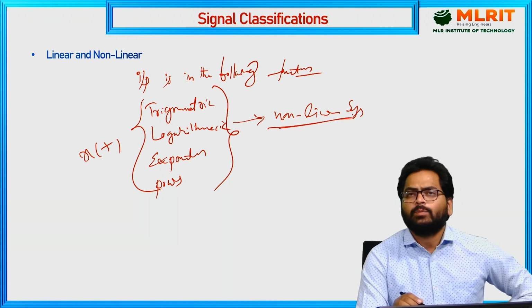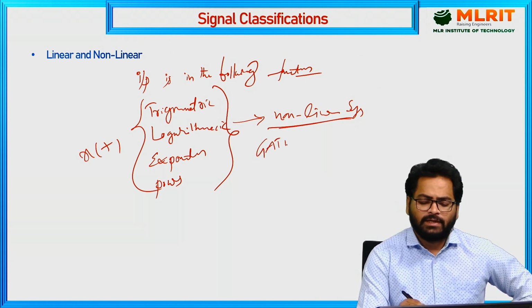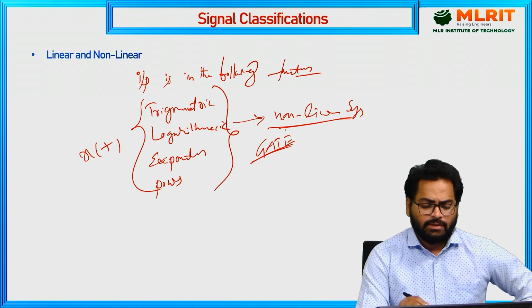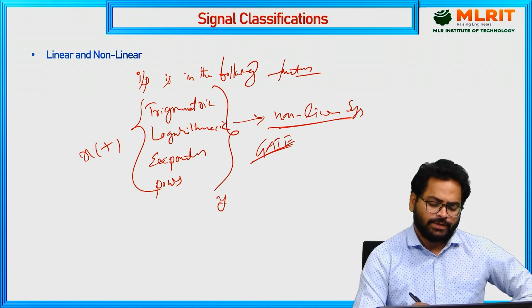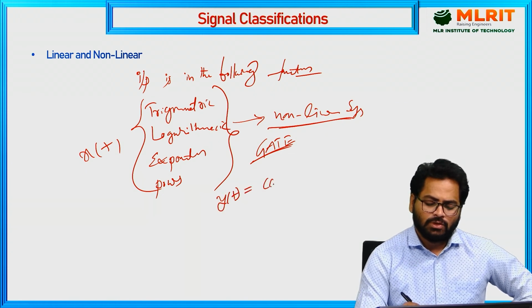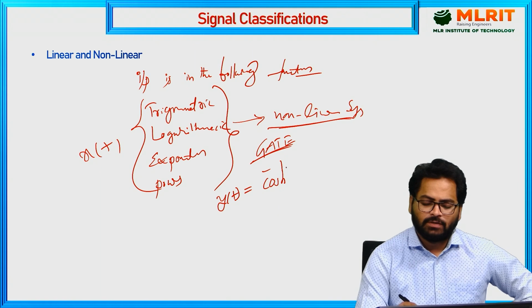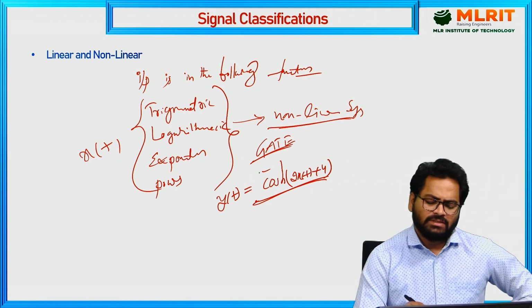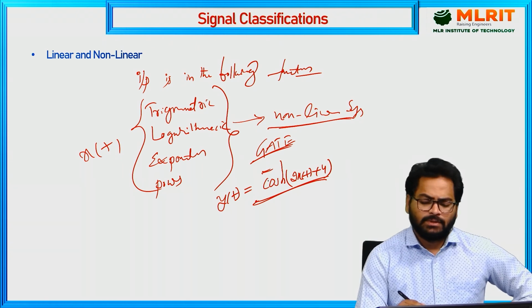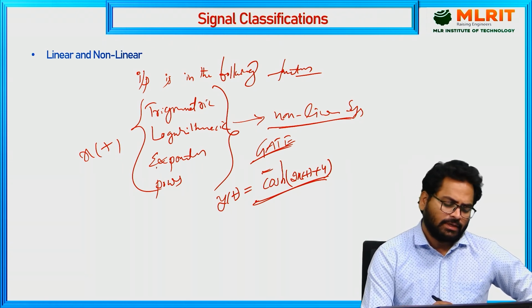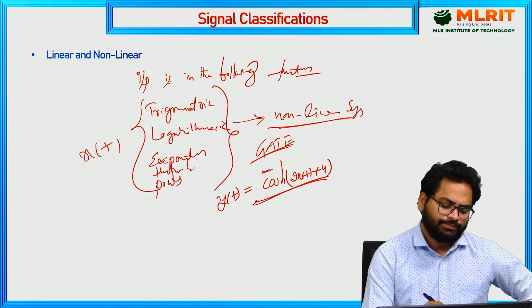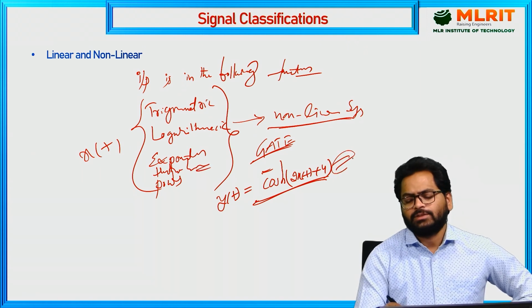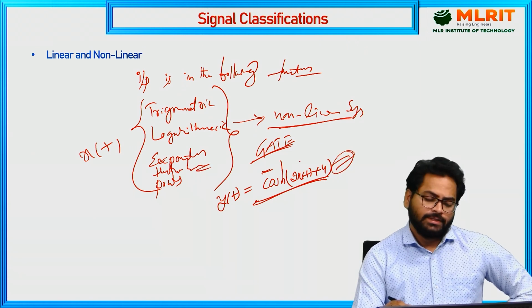This is from the GATE point of view. In GATE, they will directly ask questions in terms of trigonometric functions. For suppose y of t is equal to cos h inverse of 2x of t plus 4. Since cos h inverse is a hyperbolic function, the system is a non-linear system.